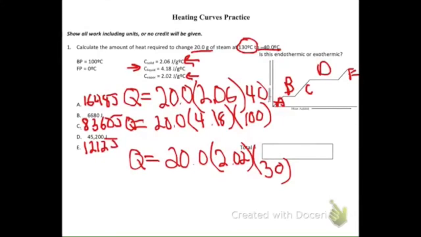Now, if you notice, it says total. So we want to know how much energy is involved from -40 all the way up to 130. We have to add all of those together. That gives us 63,100 joules of heat required to change 20 grams of steam at 130 degrees Celsius to -40 degrees Celsius.